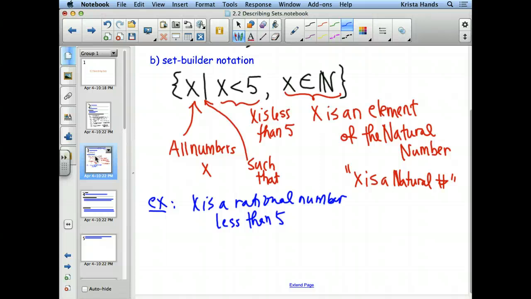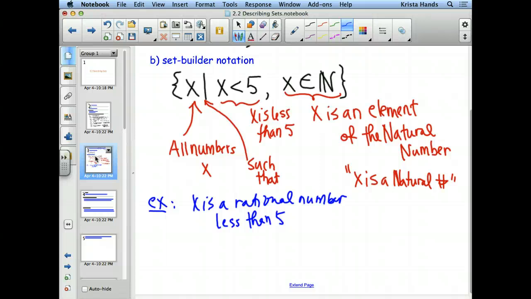You are not able to list all of the rational numbers between 0 and 5. In fact, you wouldn't even be able to start at 0. You'd have to include all the negatives as well because rational numbers can be negative. This isn't possible. It's not a closed form. There's not a simple list of things I can include.